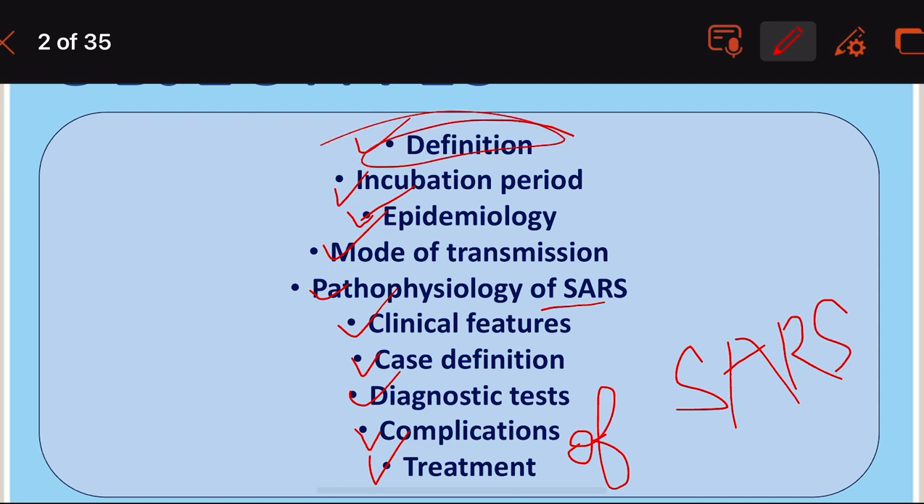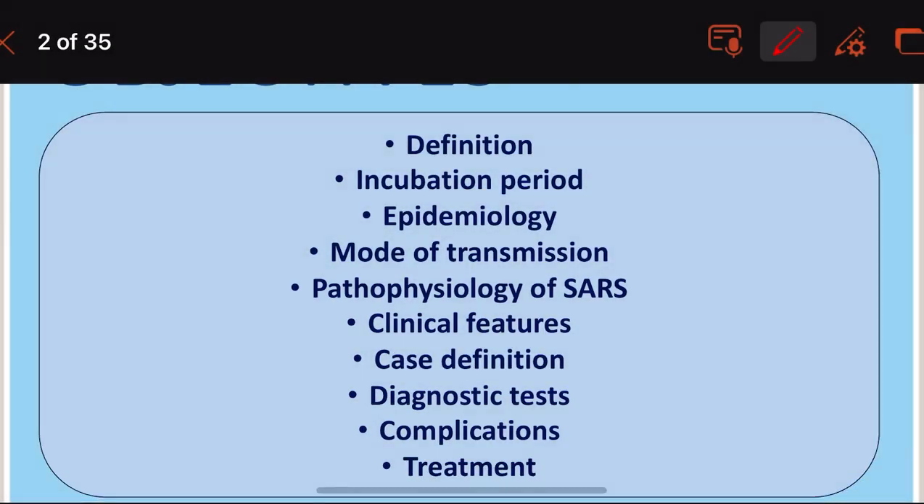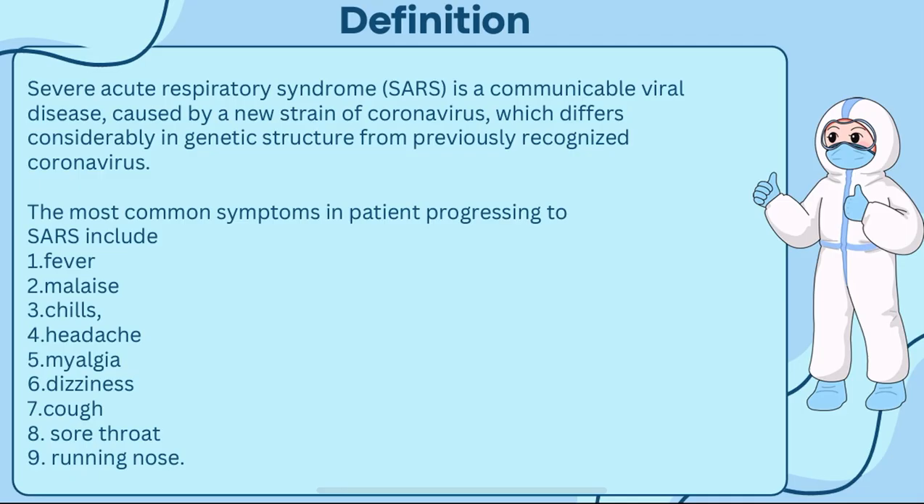Let us begin with the definition of SARS. SARS is a communicable viral disease. So we see that it is a viral disease and a communicable disease, hence categorized under the infectious diseases. It is caused by the new strain of coronavirus.